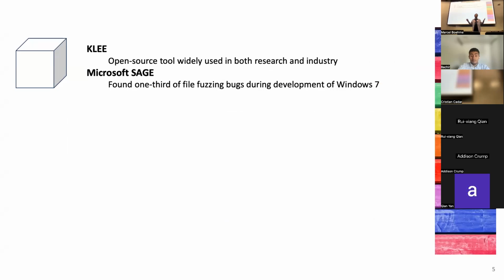So I think that as a whole, fuzzing is doing extremely well. I mean, there are many successes out there. If we look at whitebox fuzzing, I'm going to use the example of our tool KLEE, which was also mentioned by Laszlo. It's really great to see it being used by so many different groups in both academia and industry. As another example, I think most people here know about SAGE from Microsoft, which is credited with finding one third of the fuzzing bugs during the development of Windows 7.